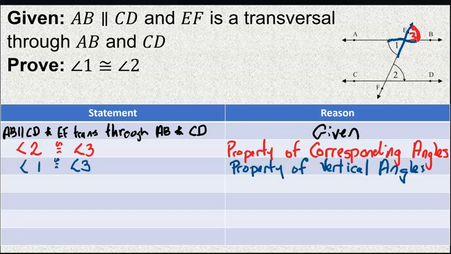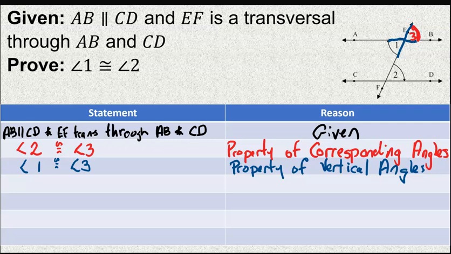So now, look at what I got here. For starters, I have angle 1 is congruent to angle 3, and I have angle 2 is congruent to angle 3. What that means is I can substitute angle 1 for angle 3 or angle 2 for angle 3. So, therefore, angle 1 and angle 2 have to be the same.